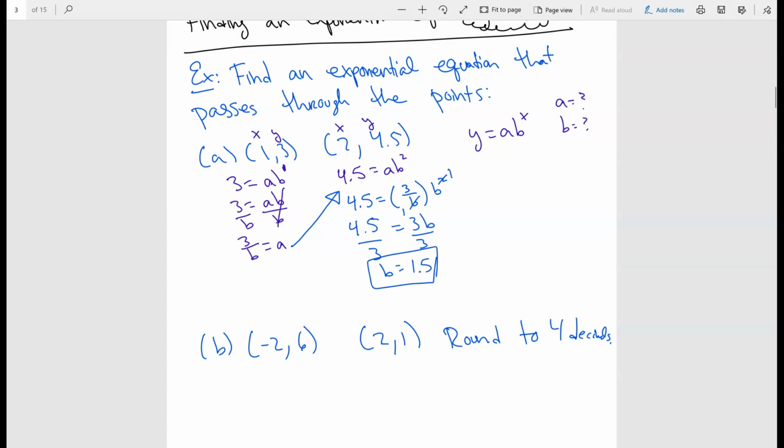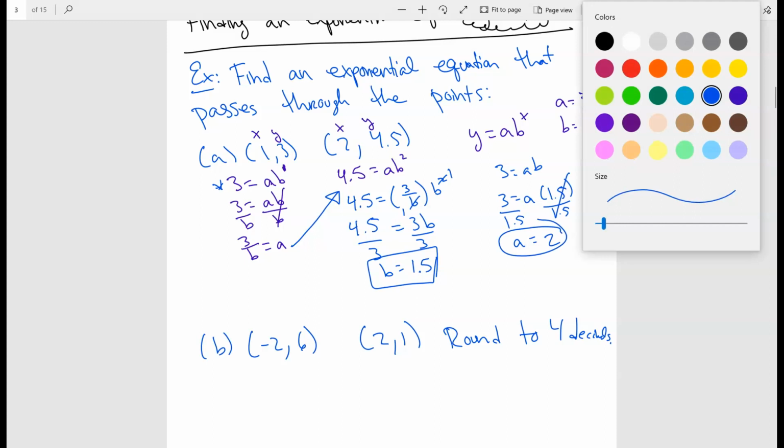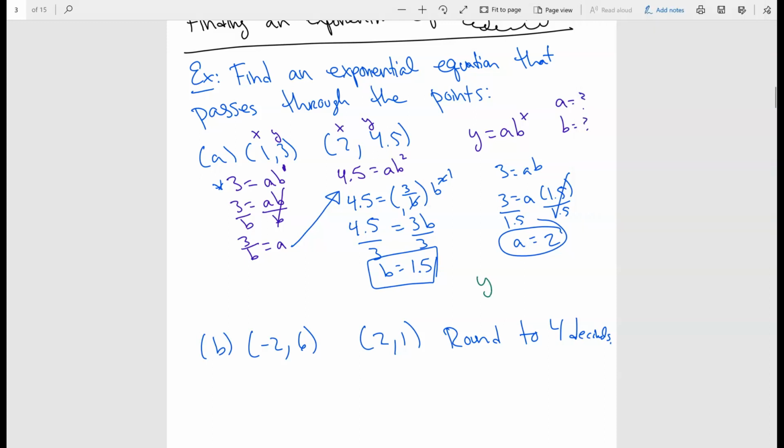So I'm going to plug it back into the original, 3 equals ab. So now a, I don't know what it is, and this is 1.5. And divide by 1.5. So a is going to be equal to 3 divided by 1.5, which in this case is 2. Okay, so now that I know what a and b are, let me plug it back into the original. So you're going to have y is equal to 2 times 1.5 to the power of x.